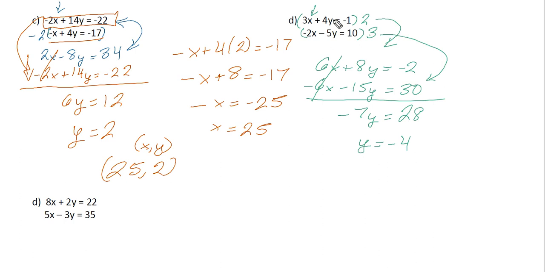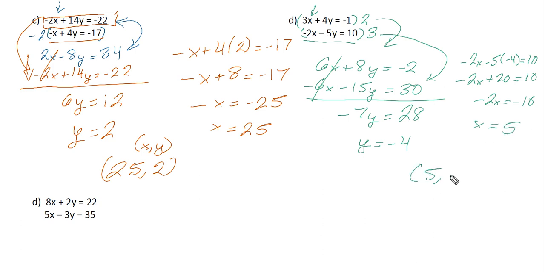So it doesn't matter, once again, which one you choose. I'm going to choose the second one, like I have been. So I'm going to copy this equation down. Instead of y, I'm writing negative 4. And now we're going to simplify and solve for x. Multiply negative 5 times negative 4, and we get positive 20. Subtract 20, we get negative 10. Divide by negative 2, and we get 5. So the solution to this system is 5, negative 4.